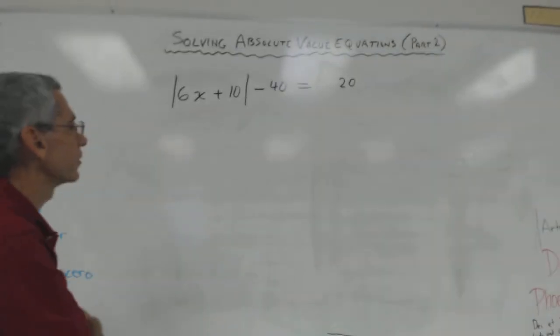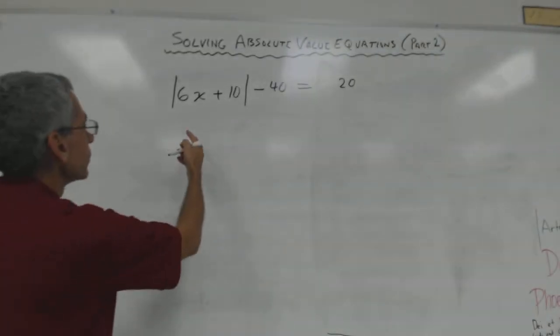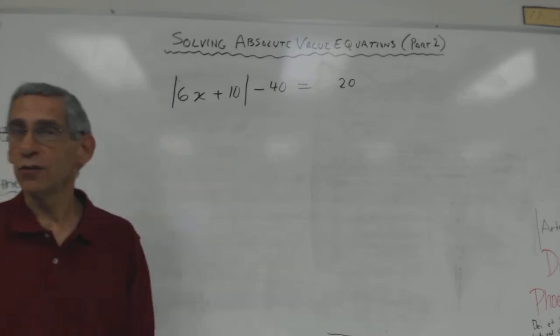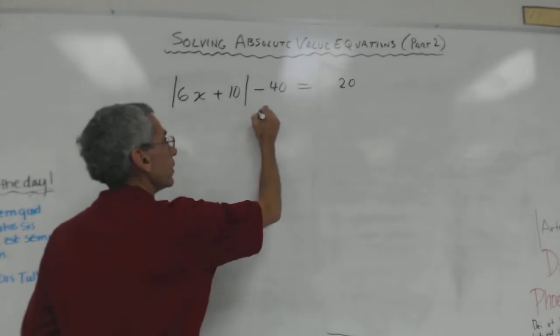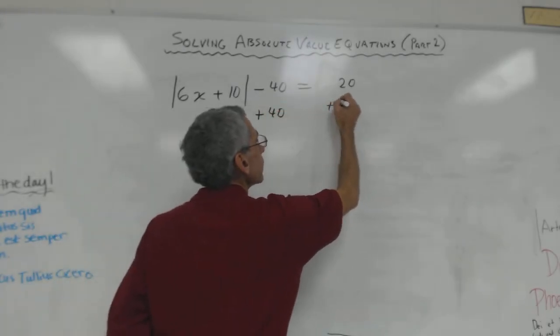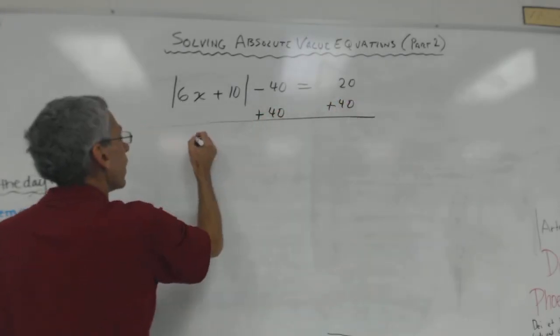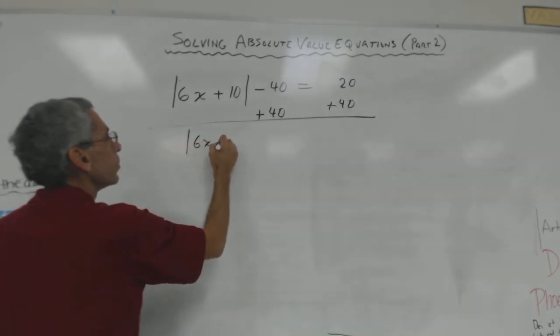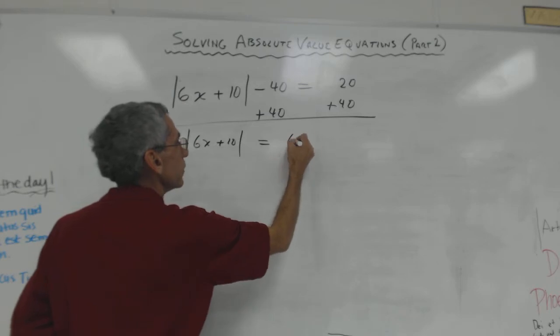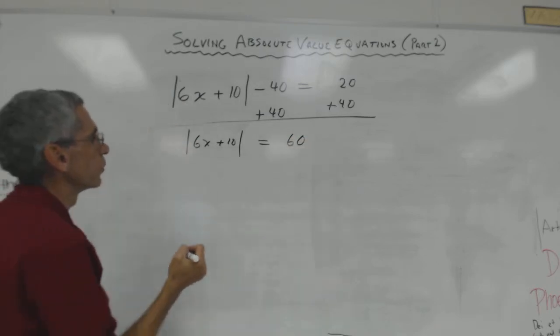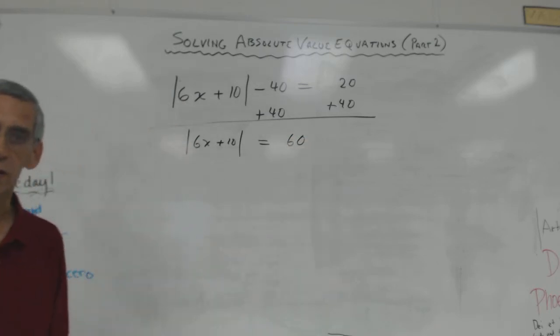That's okay, where I'm at is fine. So what do I have to do first, Tia? Add 40 to both sides, is that what you're gonna say, Ben? Yeah. Okay, beautiful. So now we have the absolute value of 6x plus 10 all by itself, equals 60. Now what do I do? Ben, what do I do?